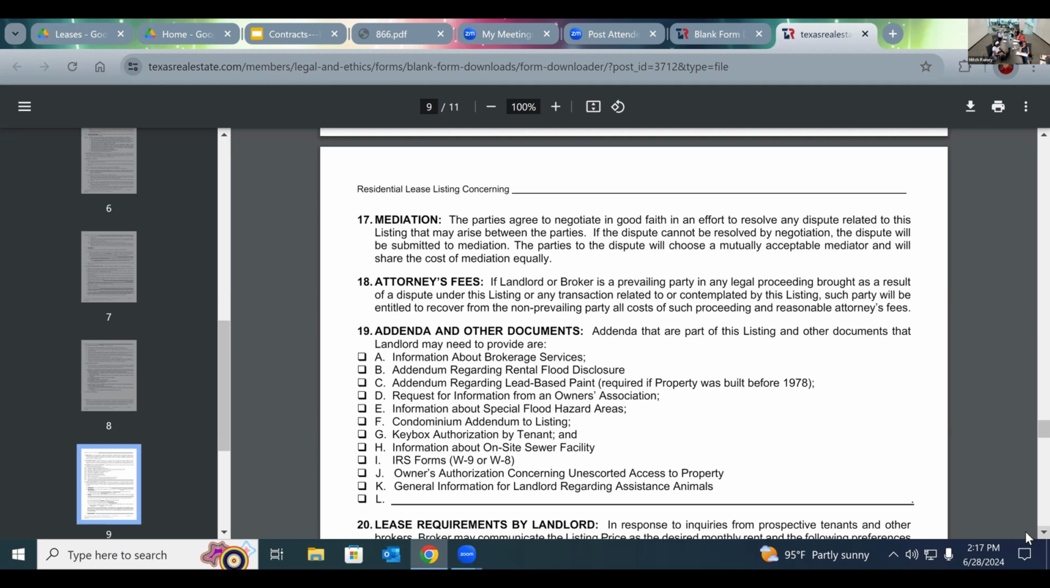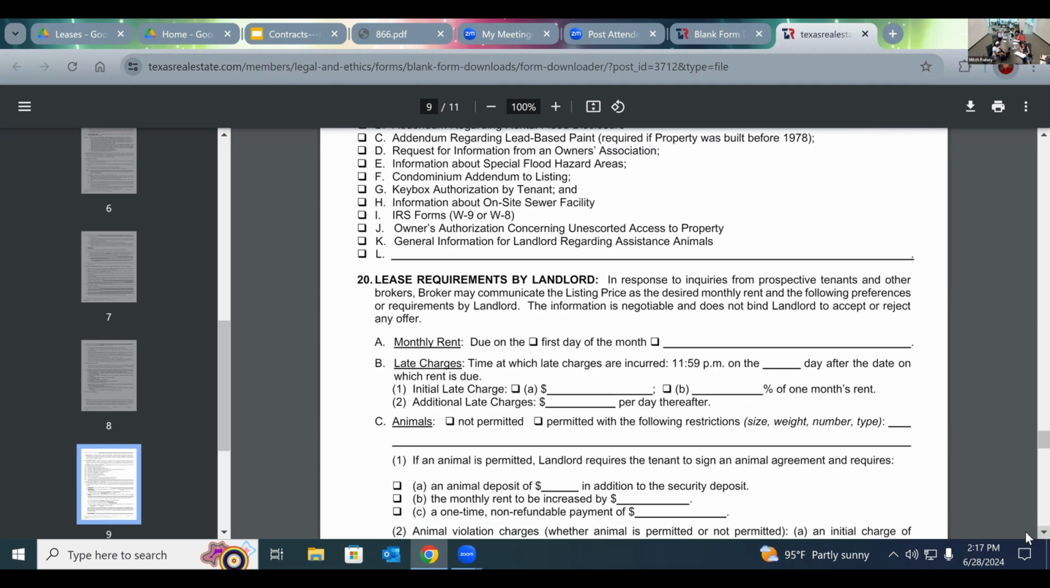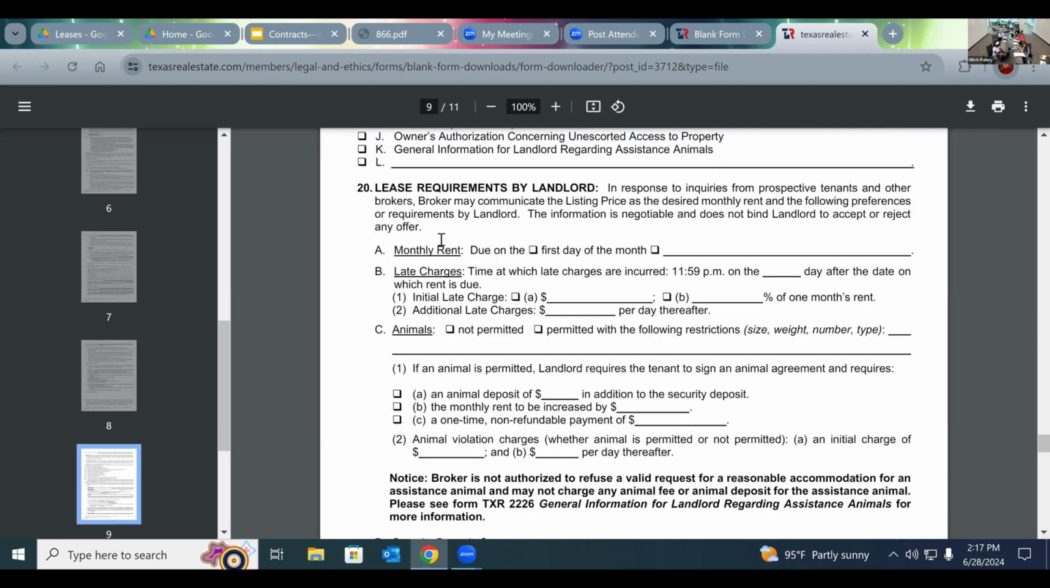Utilities. Okay, paragraph 20 is pretty much the lease. What's the monthly rent and when is it due? Is it due on the first of the month? Is it due another day? As a tenant's agent, find out when they get paid. Not everybody gets paid on the first and the 15th. Maybe they get paid on the first and third Thursday. So that may be something you want to write into the lease. You don't want to set your tenant up for failure before they even get started.